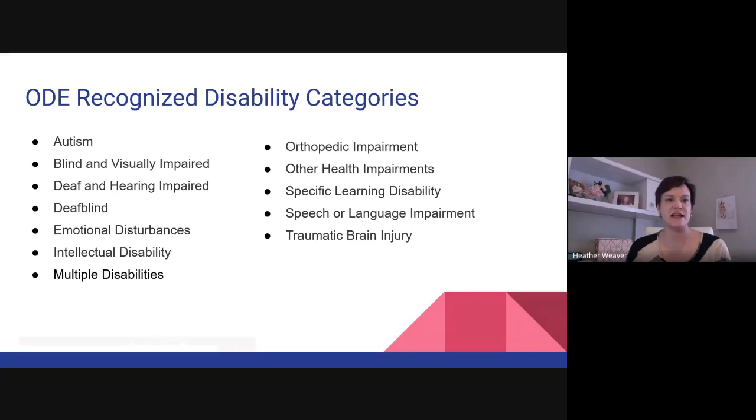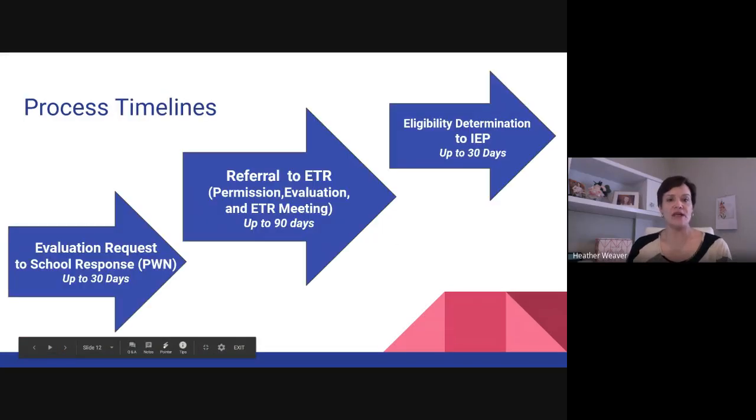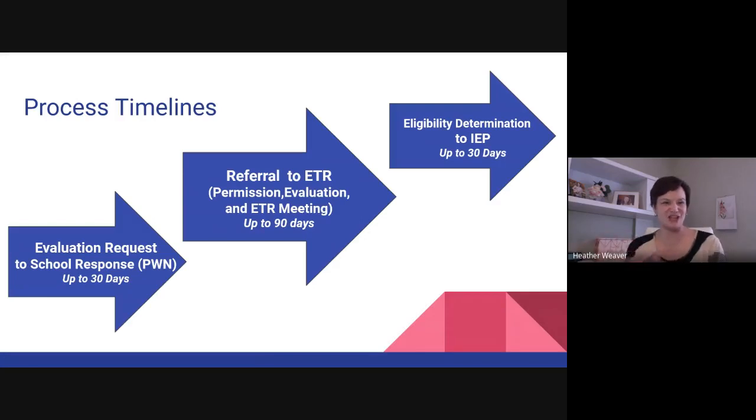And if you could move to the next slide, I wanted to show you the timeline for each kind of section of this process. Just to give you an idea of how long it may take. Oftentimes it does not take this long to get through the entire process from the time a parent may request an evaluation or a teacher might request an evaluation for a student to the time that a student might end up with an IEP. But these are the timelines that are from the Ohio Department of Education that we abide by.